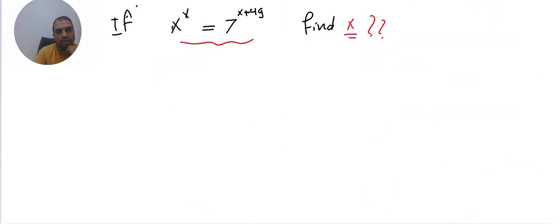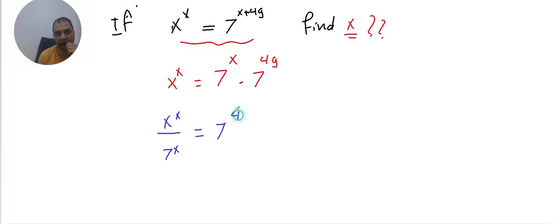Okay, next question. Now look at this question with me here. If x power x equivalent to 7 power x plus 49, we want to find the value of x. First step, you can use here properties about the same base, 7 and 7, right here, x and 49. Next step, you can divide x power x by 7 power x equivalent to 7 power 49. Then we can write the same number like x over 7 all power x, and 7 here power 49.